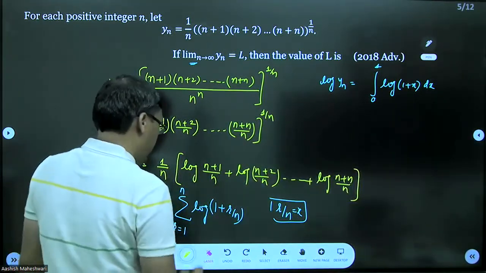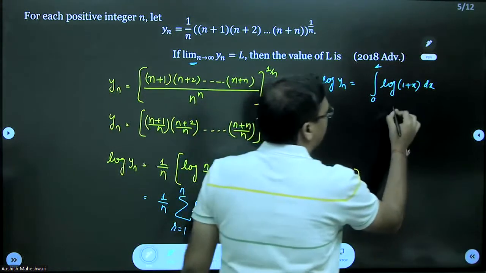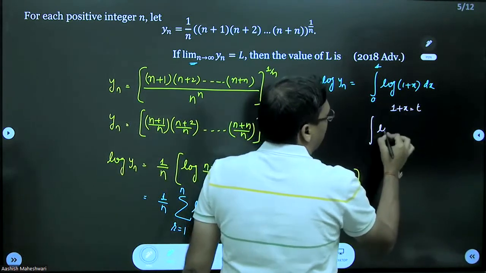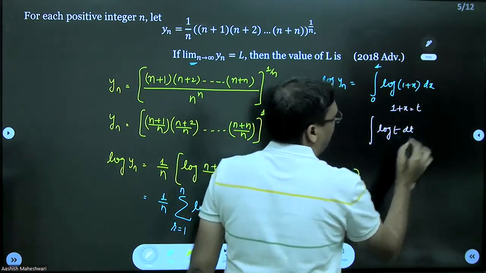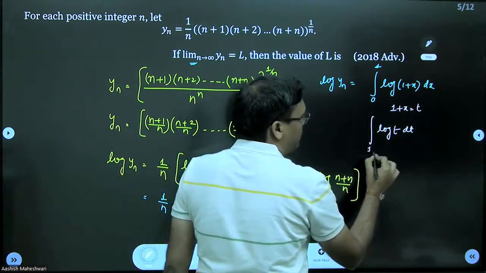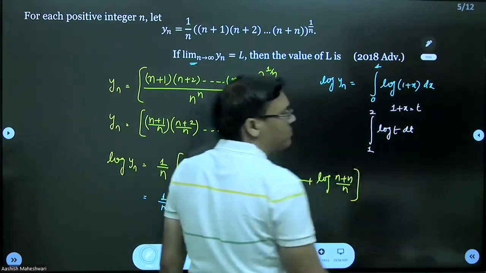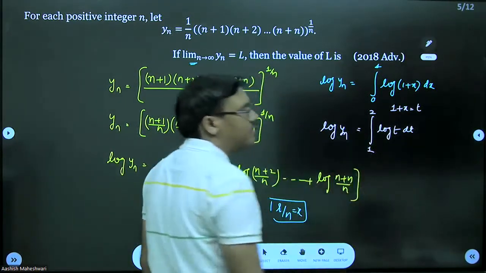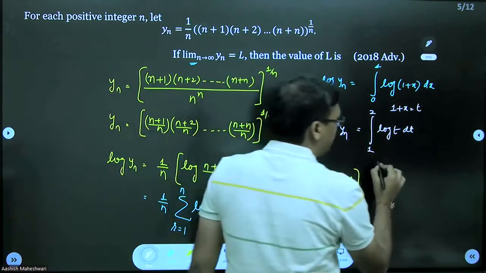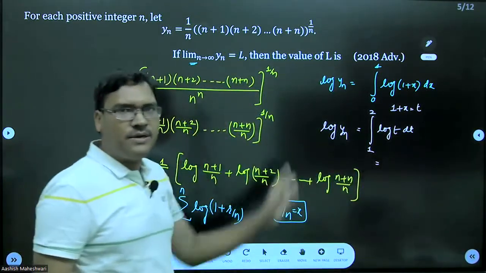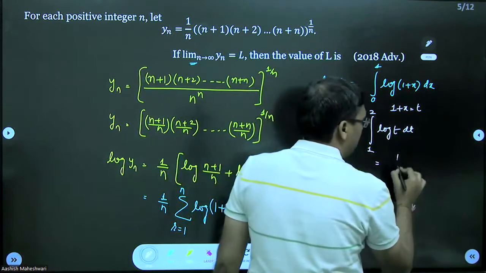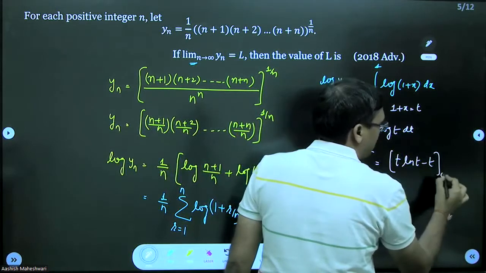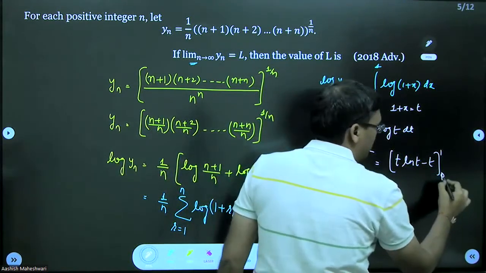Now see, अब बस इसको इंटीग्रेट करना है. How will you integrate this? तो इसको इंटीग्रेट करने के लिए you can just substitute this 1 plus x as t. So this integration will be log t dt और लिमिट्स क्या हो जाएंगी? x is equal to 0 पे t is equal to 1, x is equal to 1 पे t is equal to 2. This is the value of log y. Correct? Now what is this integration? ln t का इंटीग्रेशन बाई पार्ट से आप सॉल्व कर सकते हो. This is t ln t minus t, and the limits are, sorry, 1 to 2.